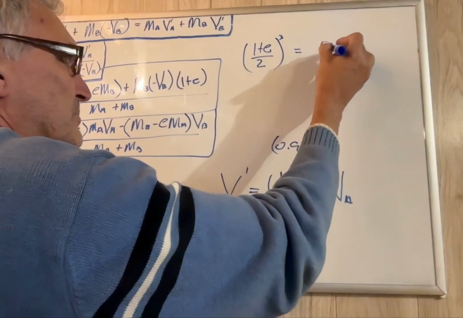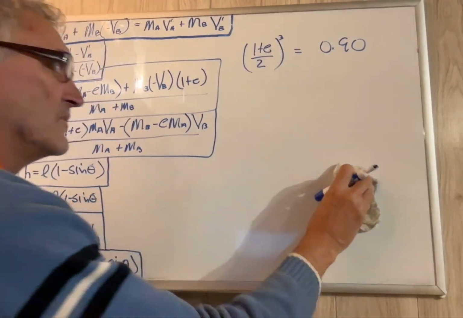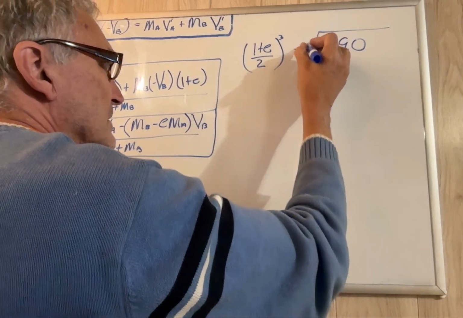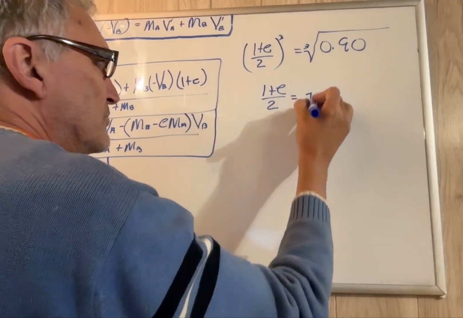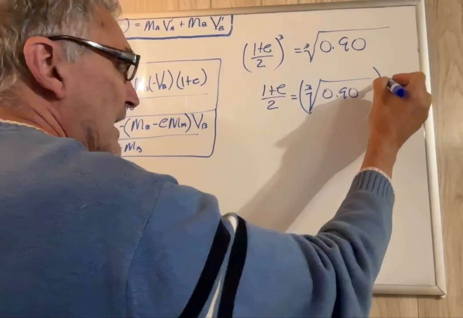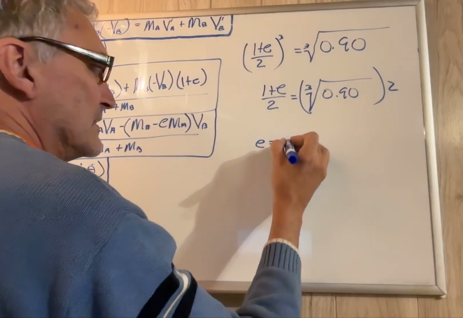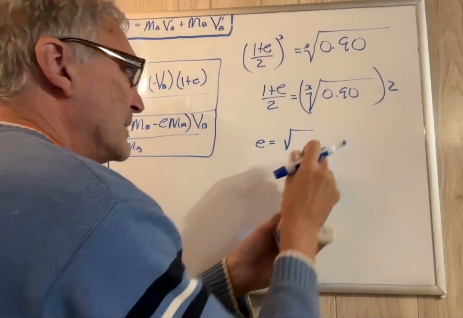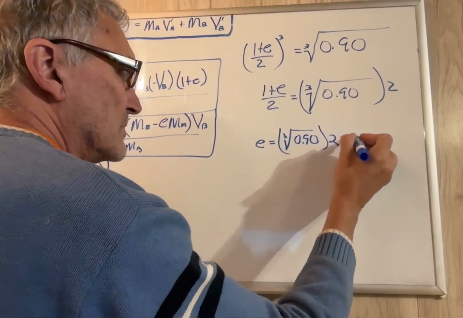So if that's the case, what do we do? We take the cube root of both sides. So we have 1 plus E divided by 2 is going to be equal to the cube root of 0.90. So we multiply both sides by 2 now, and then subtract 1. So E is going to end up being the cube root of 0.90, times 2, minus 1.